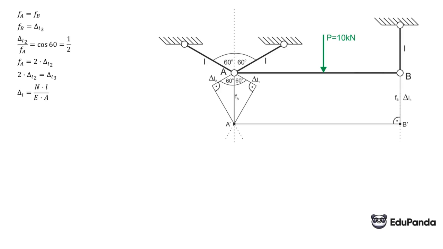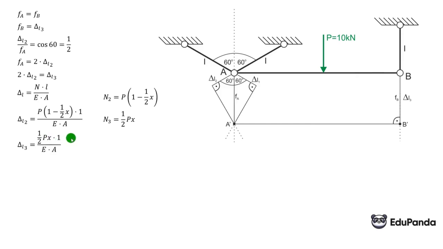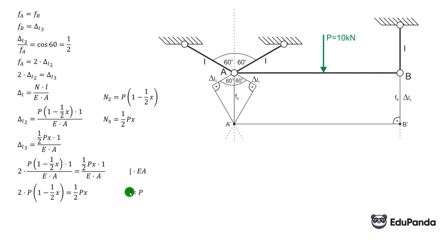So delta L2 is that force times 1 meter, or times L, divided by Young's modulus times the cross-sectional area. The cross-sectional areas of the first, second, and third rods are the same according to the problem statement, as are the Young's moduli. And the force in the third rod was also initially calculated, meaning delta L3 is that much. Now we return to this condition and write that 2 times delta L2 equals delta L3. We multiply through these denominators so that they cancel out. We divide by P, so once we divide by P, we will be left with just numbers and x.